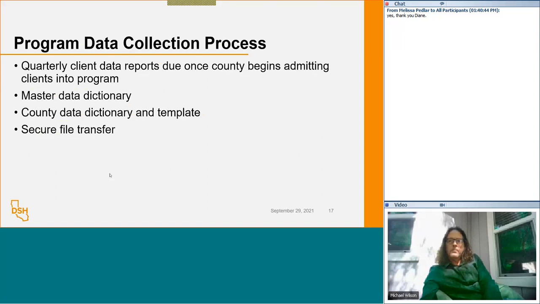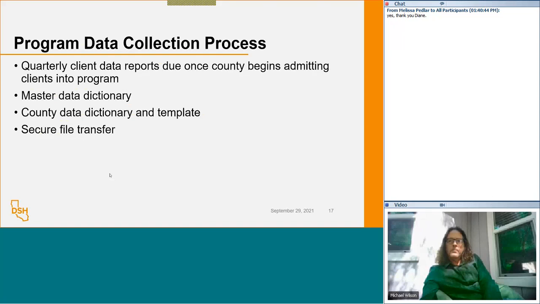So really quickly, I want to touch a bit on the program data collection process for this project. As part of your participation, you will be required to submit quarterly client data reports to us once you have started admitting patients. Those quarterly reports are due 90 days after the close of each quarter, and we use the state fiscal year for our quarters. So for example, quarter one of any year would be the months July, August, and September of that year.